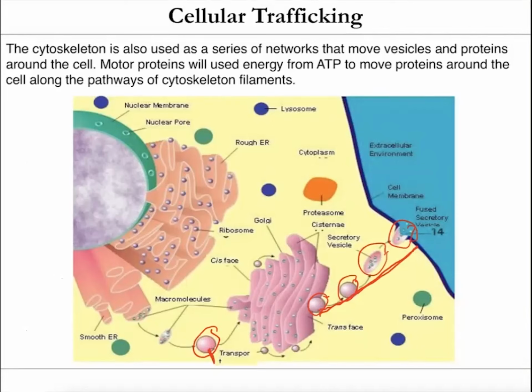So I had an undergraduate teacher who said, basically, the secret to life is getting the right protein to the right place at the right time in the right concentration. He really thought like a biochemist or a cell biologist. And through this process of cellular trafficking, that's how this is achieved.